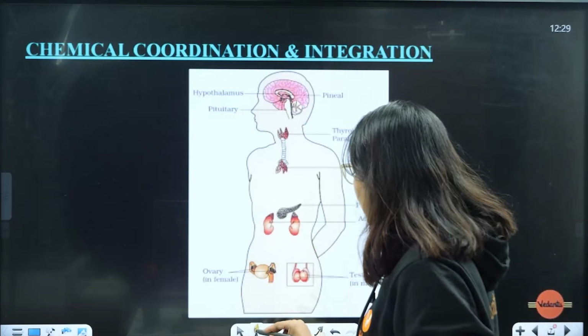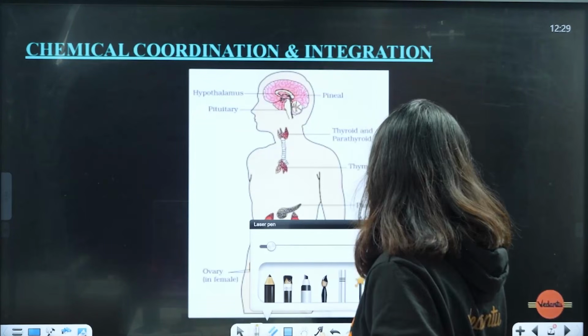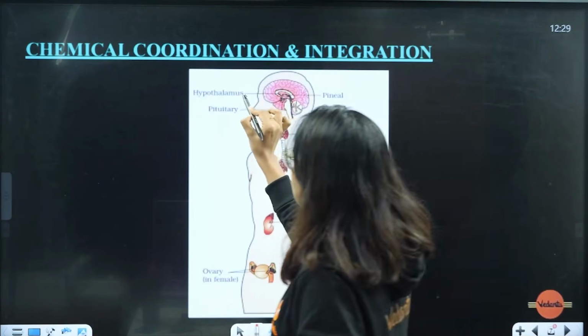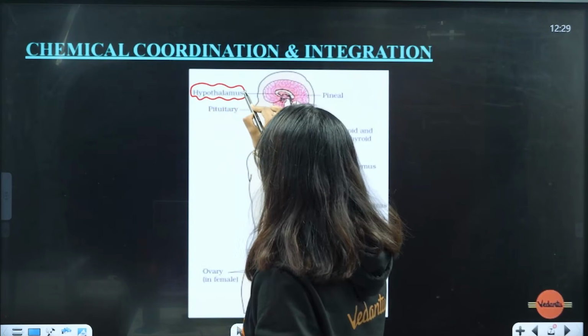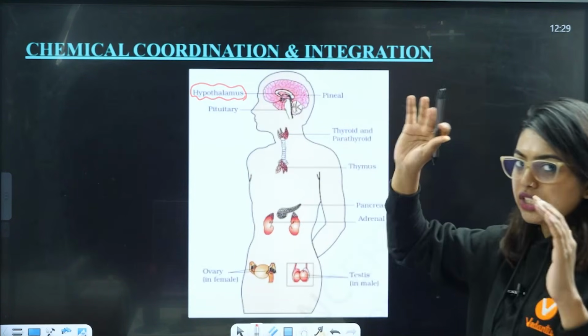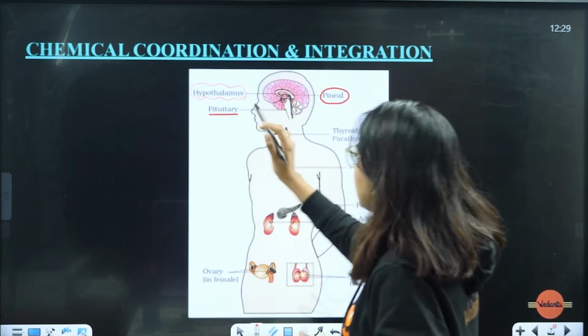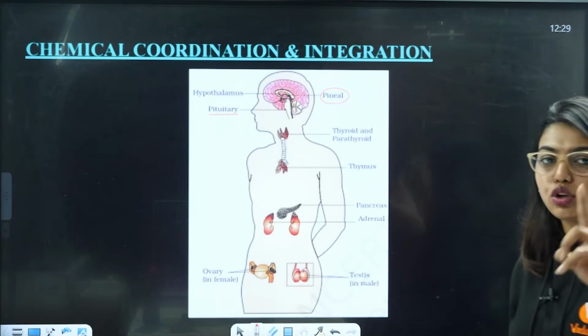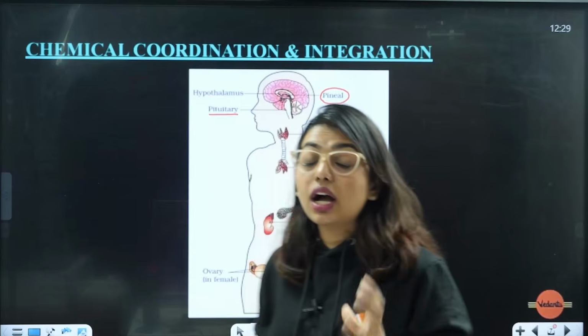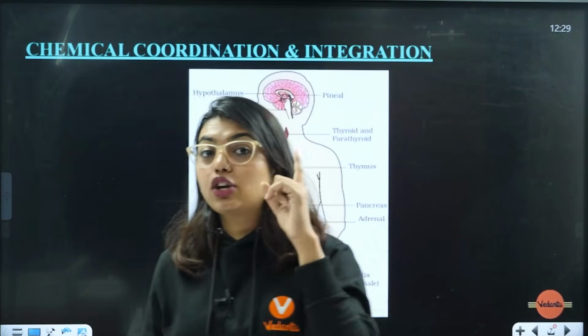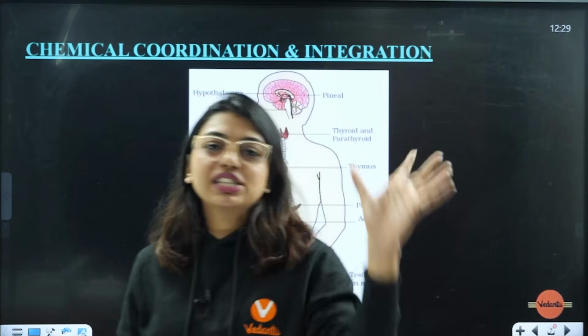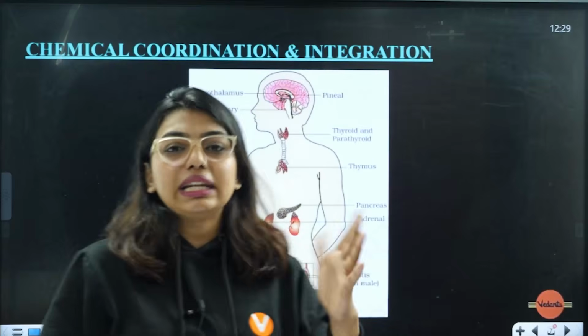Now see, look at the locations here, all of you. You have the hypothalamus, which is the master of master glands. It is in our head region. Then this pineal gland, and then you have the pituitary gland, everything located in the brain. I told you pituitary is present in the sella turcica of your sphenoid bone. That is why every chapter is important, because every chapter is connected to each other.